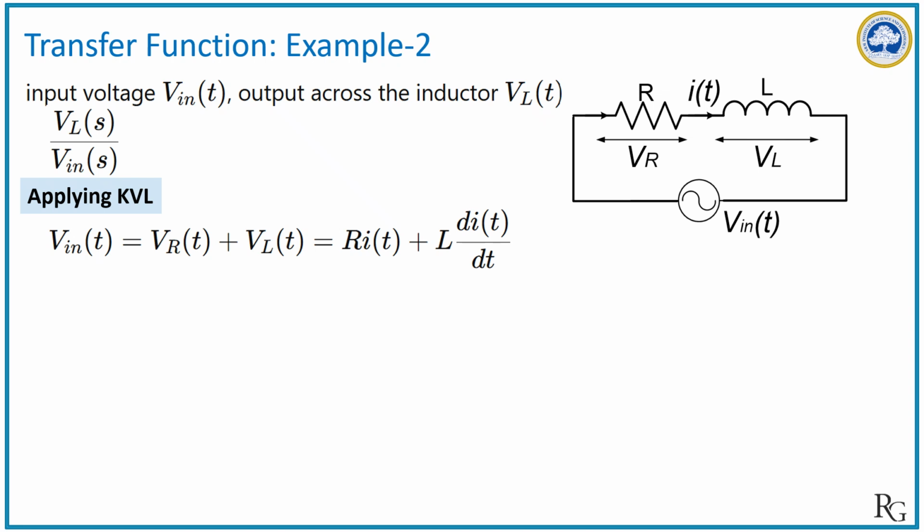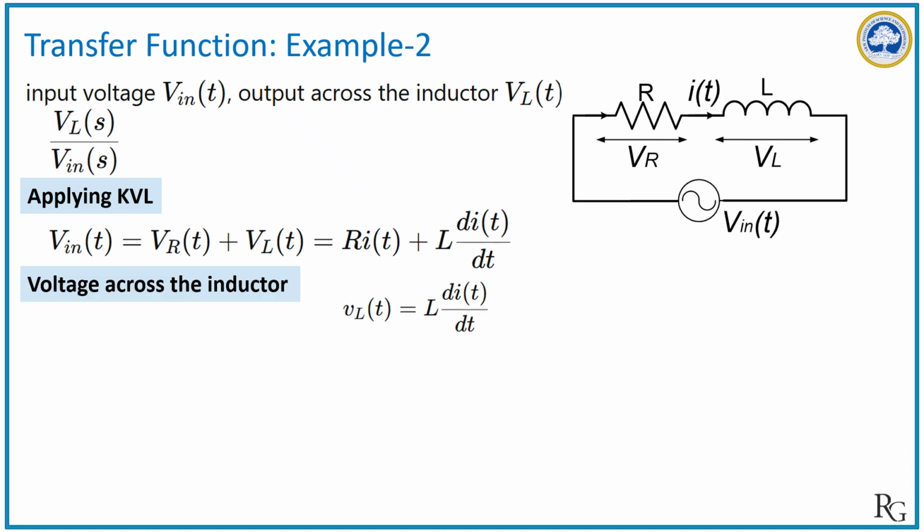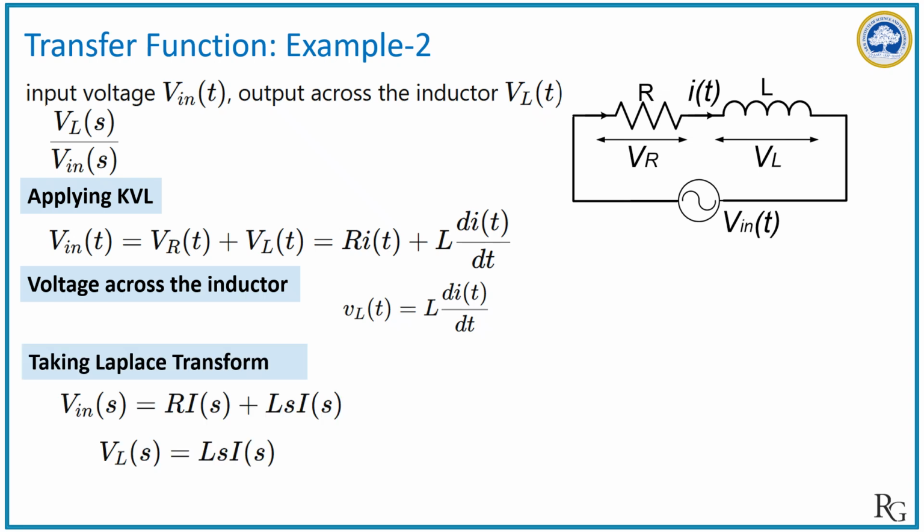Now if we apply the KVL in the circuit, we will get total voltage is equal to the summation of VL and VR. And then we can replace those values with their respective component value and the current. So voltage across the inductor, we can define it as VL is equal to inductance multiplied by rate of change of current. If we take the Laplace of these two equations, we will get the same relation in the Laplace domain or frequency domain.